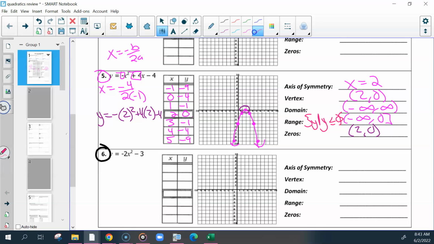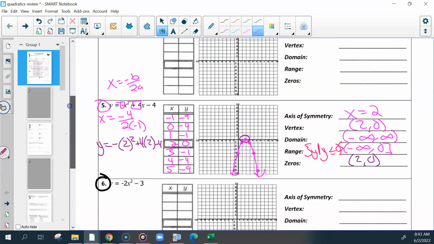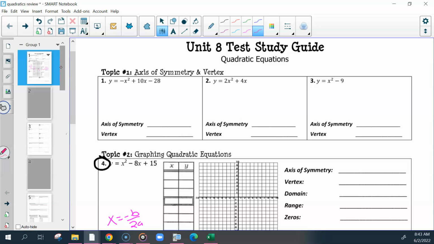Other questions on 5? Any other questions on the review? What about the domain and range? The domain is always all the numbers. For the range, you have to look at the graph, so that would help you with the middle one. Did you want to see the axis of symmetry and vertex? Sure.